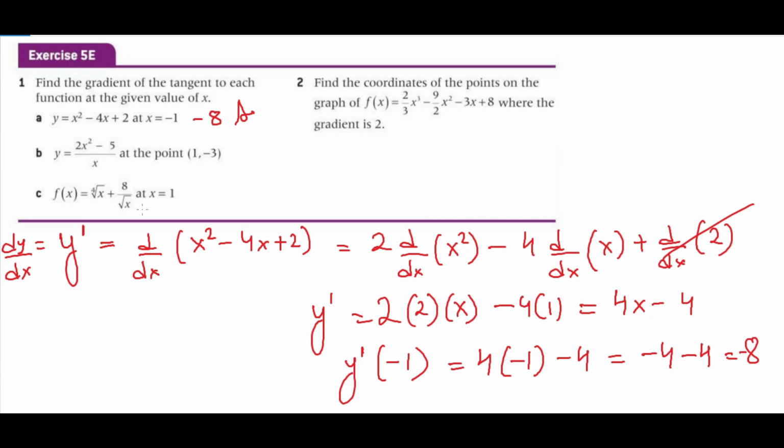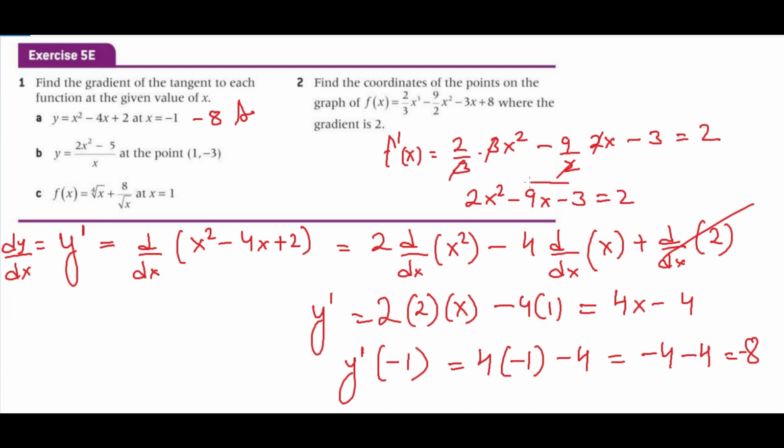Now find the coordinate of the point on the graph where the gradient is 2. So you need to find its gradient first, f dash x, which is, let me solve it quickly. 2 by 3, x cube gives 3x square, negative 9 by 2, x square differentiation is just 2x, negative 3, 8 is just a constant. 2 cancels, 3 cancels, we got this. Now the gradient is equal to 2. So 2x square negative 9x negative 3 is equal to 2, and we need to find the value of x.